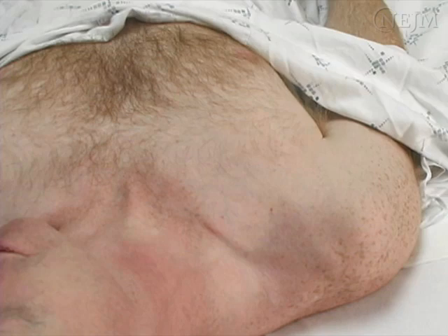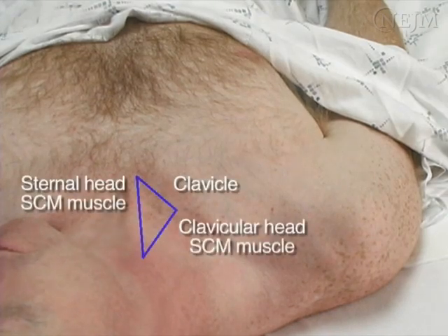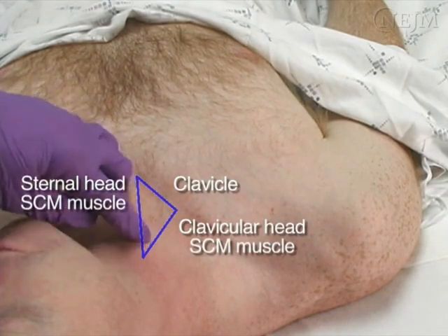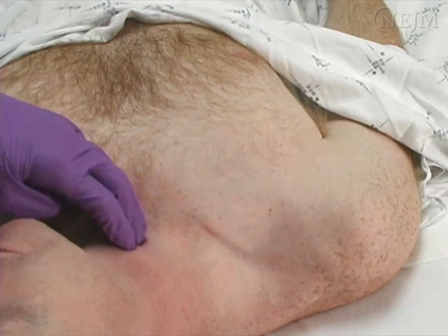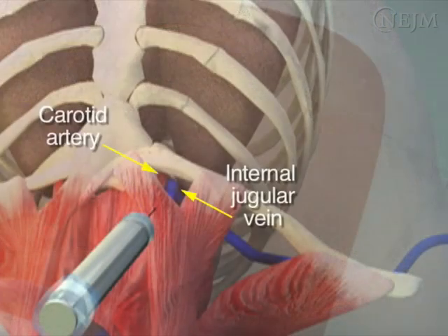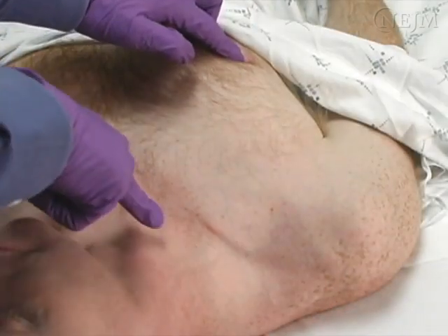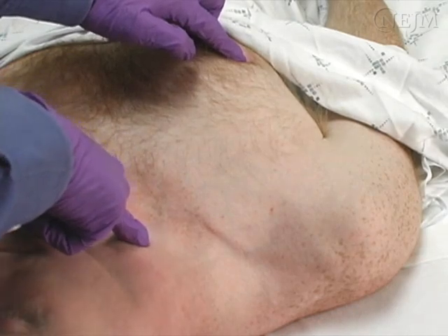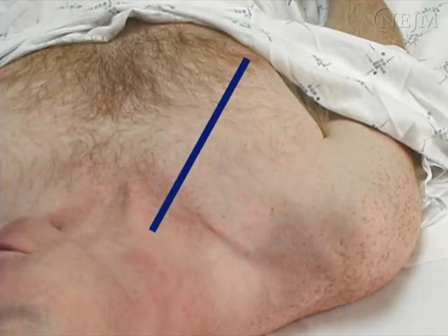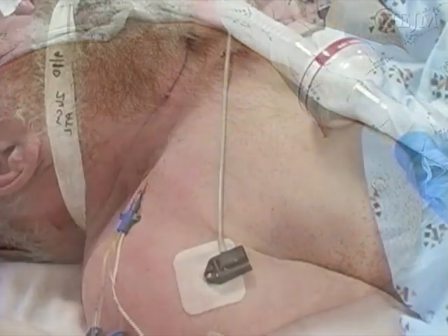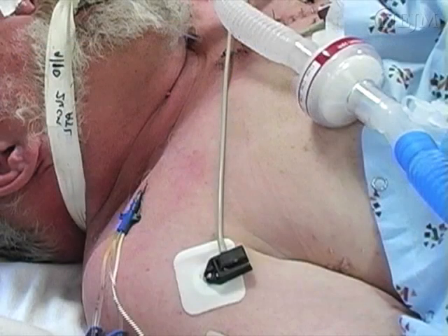Identify the triangle formed by the sternal and clavicular heads of the sternocleidomastoid muscle and the clavicle. Determine the location of the carotid pulse. The path of the vein runs just lateral to the carotid artery. The needle will enter the skin at the apex of this triangle just lateral to the carotid pulse and will be aimed toward the ipsilateral nipple. Following these landmarks can be challenging in the obese patient.